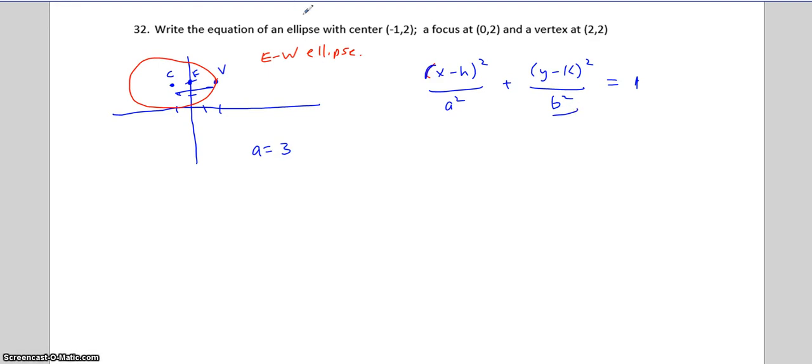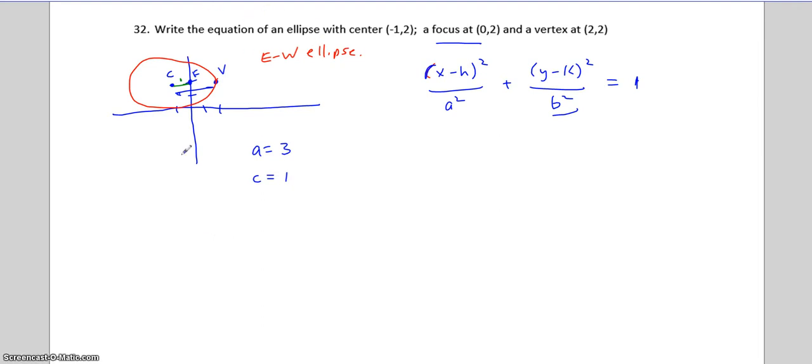We don't know what b squared is. We have to use some other information. But we do know the focus here. So if we count off to the focus, negative 1 to 0, we know that c actually is 1 here, because the distance from center to the focus is 1 unit. So we know c equals 1.